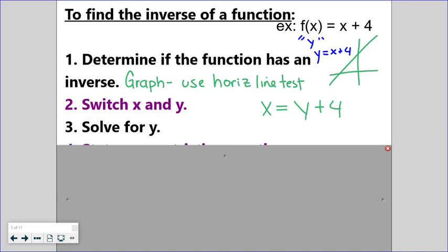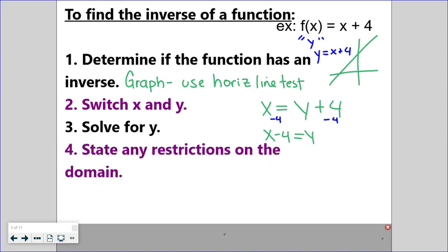Next step, solve for y. I picked a very basic example for this one, so there's not a lot to do to solve for y. That's what we're going to look at in the next couple, a little bit more complex algebra. On this one, we would have literally one step, and that is to subtract 4 to the other side. And my inverse function would be x minus 4. You can write it as y equals. If you write it as f of x, you actually need to show that it is the inverse function, f raised to the negative 1. I don't care if you write it as y equals or inverse of x, f.